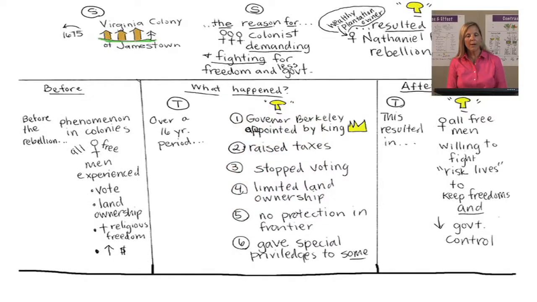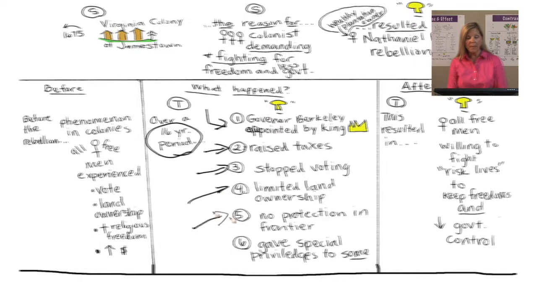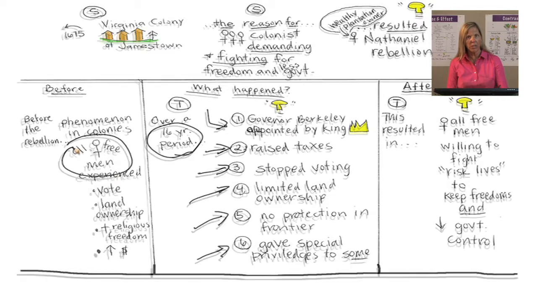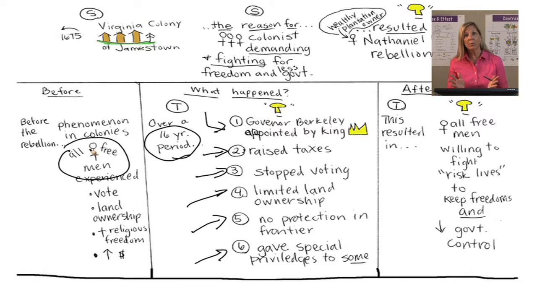We looked at our information and we discussed key events that caused the change. How Governor Berkeley was appointed by the king. And over 16 years, he started to, so this was a slow change. He raised taxes, he stopped voting, limited land ownership. When people tried to go into the frontier, he didn't protect them, and he gave special privileges only to some, when all of these free people here were given all types of privileges.